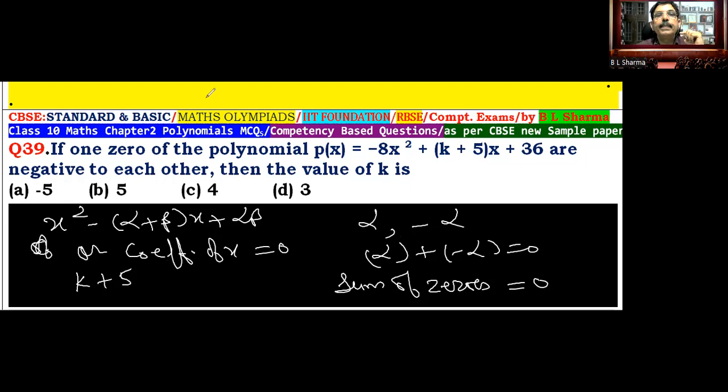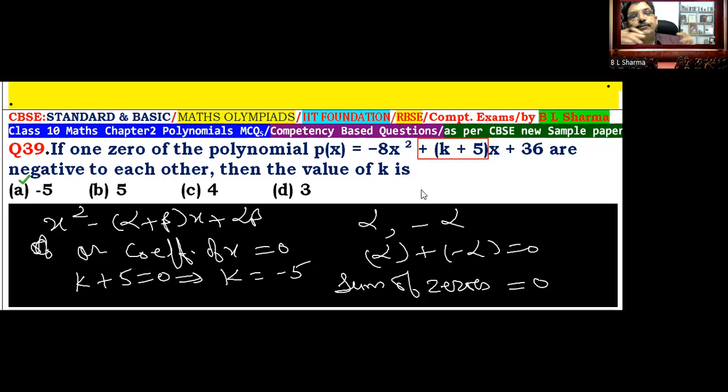See, the coefficient of x is k plus 5. So k plus 5 should be equal to 0. And if k plus 5 is equal to 0, then the value of k will be negative of 5. So in this case, A is the correct answer.